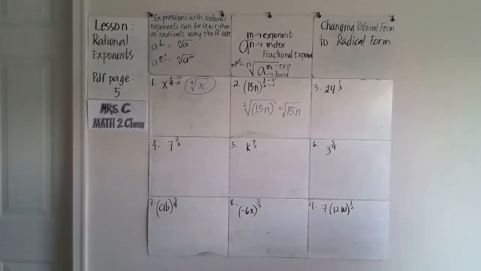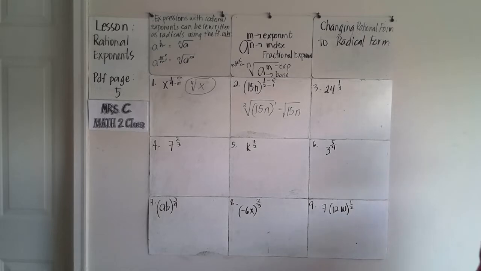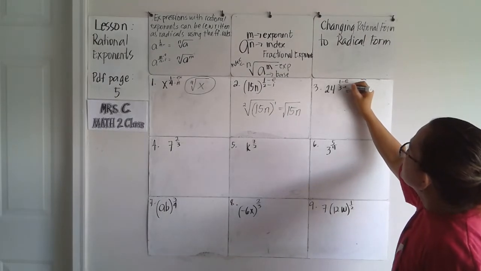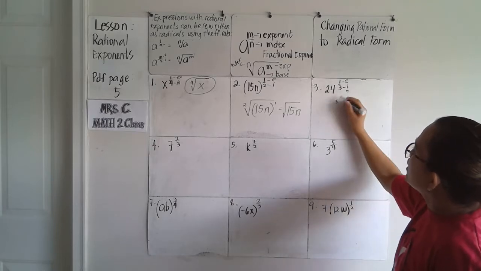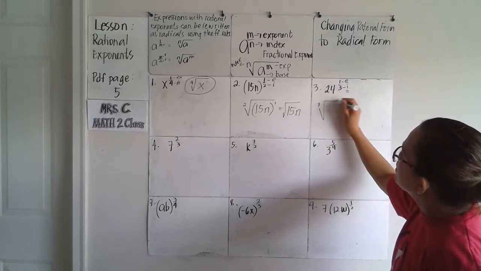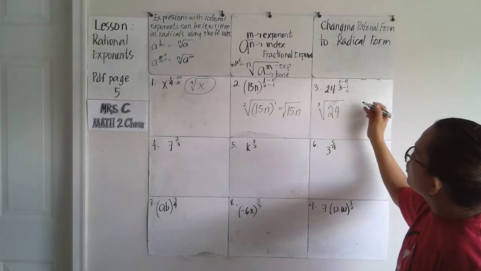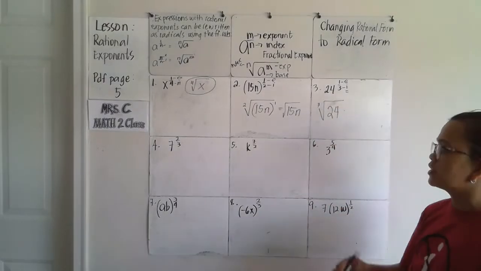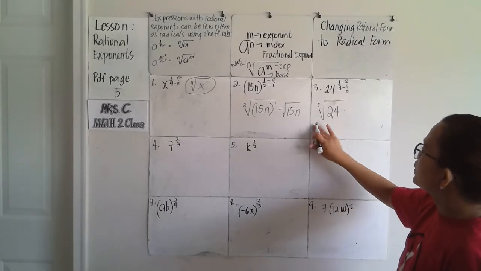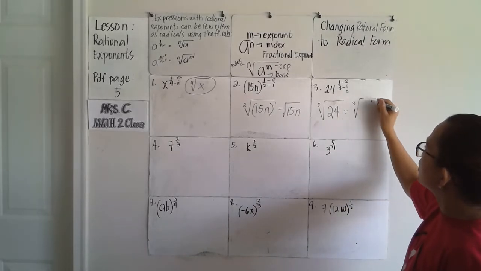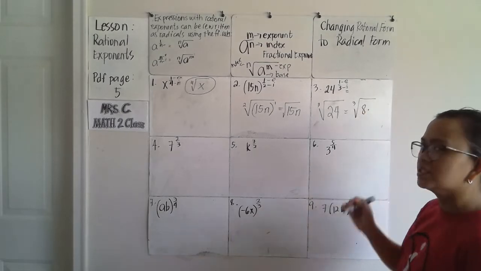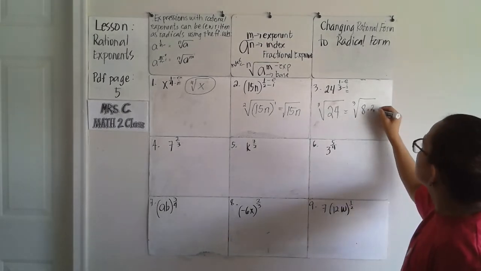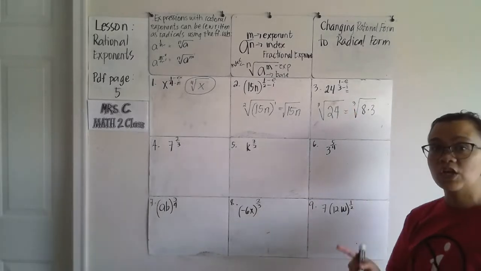Number 3, 24 raised to 1/3. Look at here. This is your E, this is your I. I will go outside and E will go inside, and that will be 1. But we can still factor 24. That can be rewritten as the cube root of 8 times, is it 3? 8 times 3 is 24. So 3. 8 is a perfect cube.